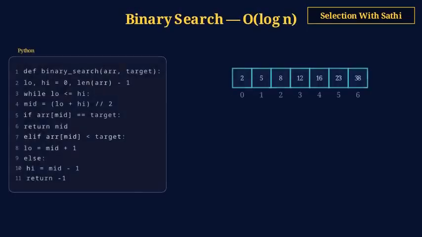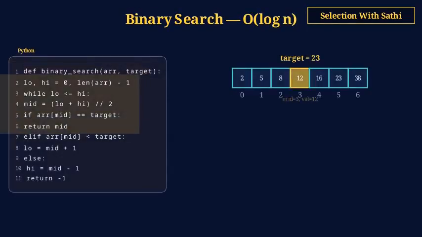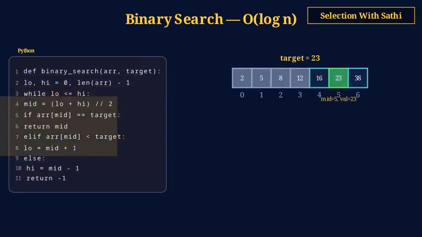The master theorem solves recurrences of the form T of n equals a times T of n over b plus O of n to the d. Here, a is the number of subproblems, b is how much the input shrinks, and d is the exponent of the combined step. First, compute log base b of a.